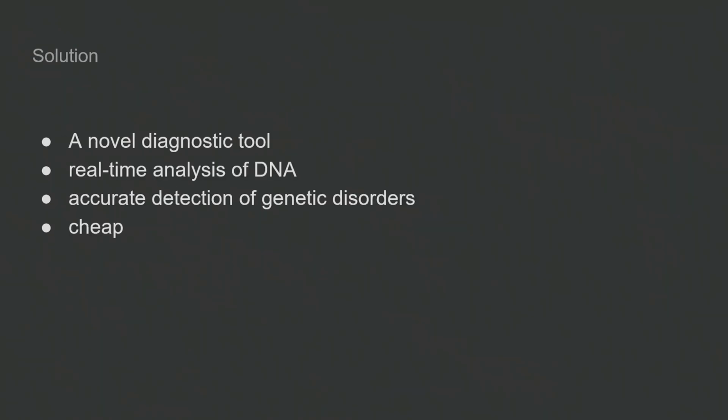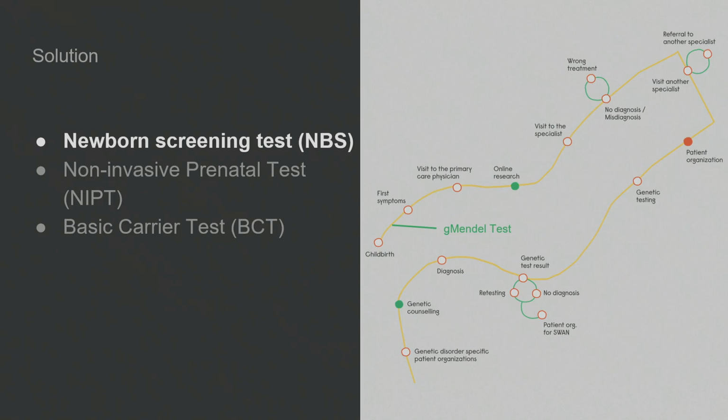So what would the solution for this look like? Well, the main idea is to develop a novel diagnostic tool that would analyze DNA in real time and provide accurate diagnosis of genetic disorders. And tests like this already exist, but the main thing is to make it cheap and affordable for everyone. So what we're planning to do is basically there are 3 kinds of tests that you can develop. The first one is a newborn screening test, which happens here and is done after the child is born. You take DNA of a child and you screen for basically a lot of different genetic disorders.